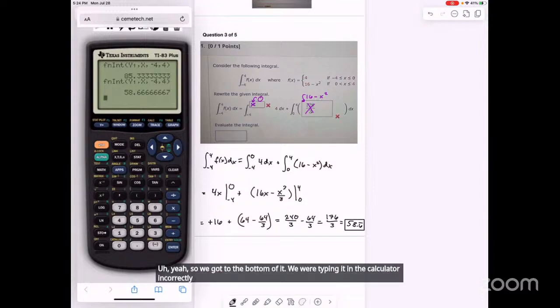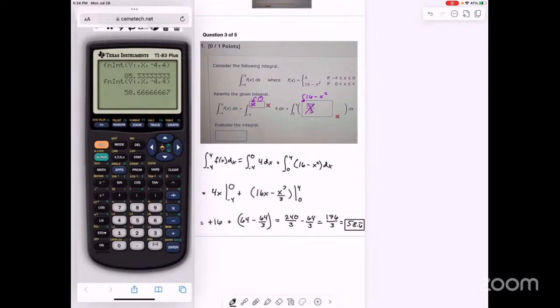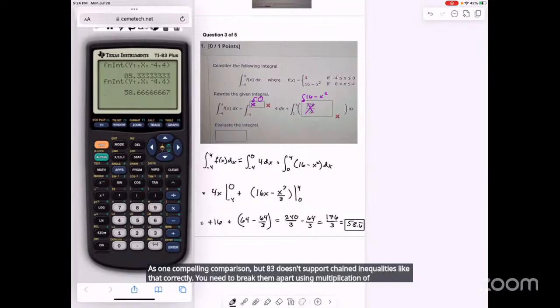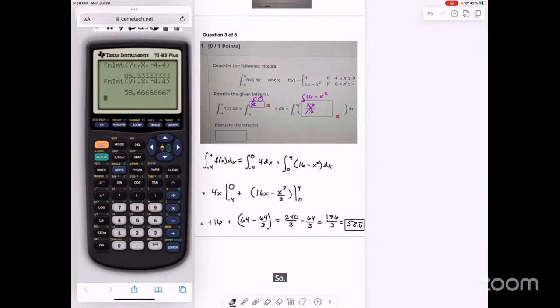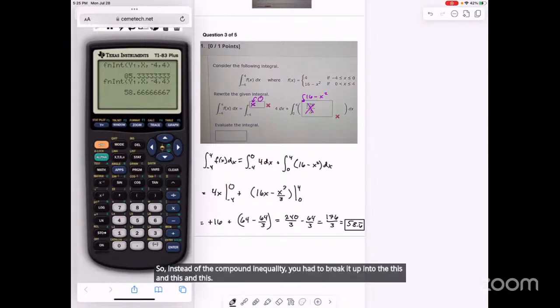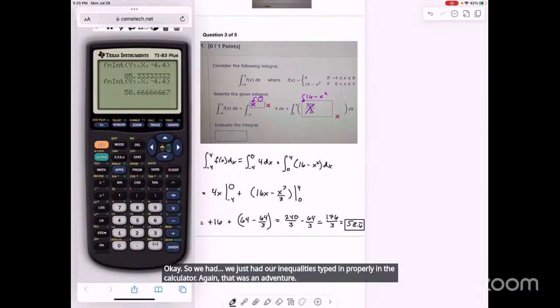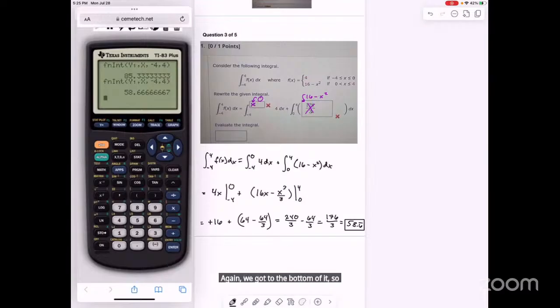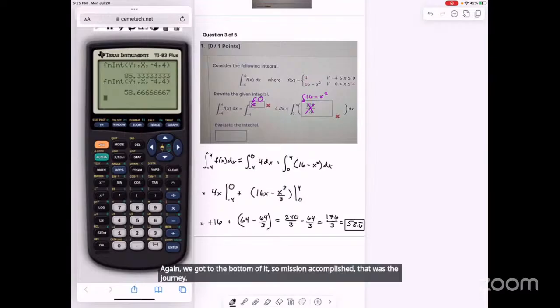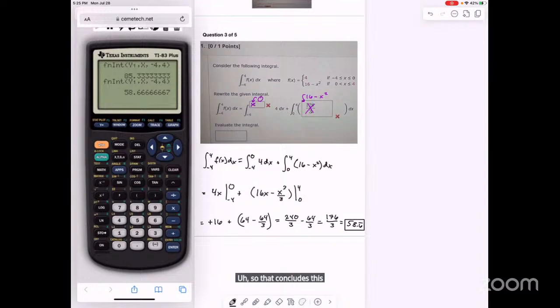It says the calculator doesn't support chained inequalities like that as one combined comparison correctly. You need to break them apart using multiplication of booleans. So instead of the compound inequality, you had to break it up into this and this or this. So we just had our inequalities typed in properly in the calculator. Again, that was an adventure. We got to the bottom of it, so mission accomplished. That was a journey. So that concludes this third installment of a series of 5 questions.